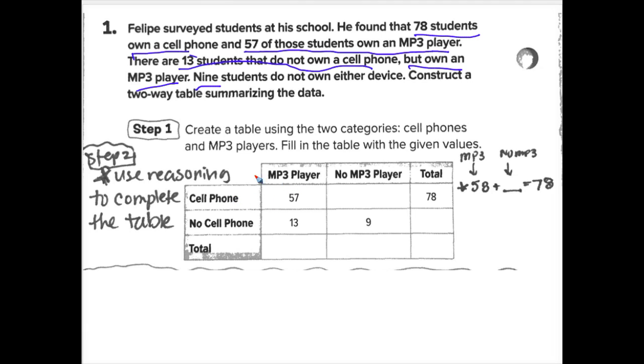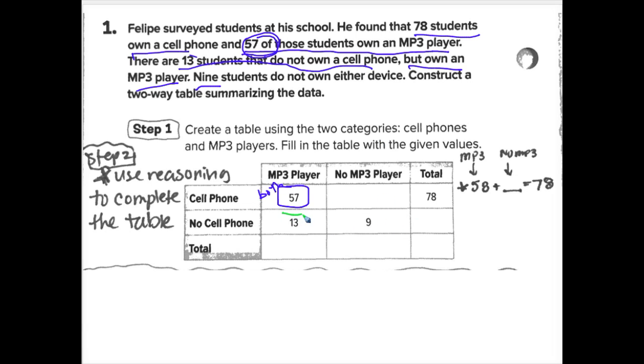So this right here, 57 are the kids that own both an MP3 player and a cell phone. 57 kids. It's right here. Okay, let's look at the next part.